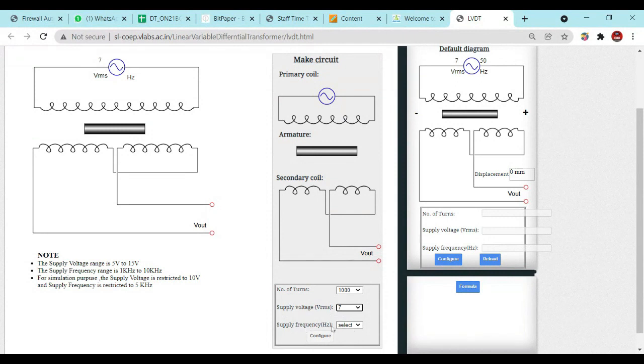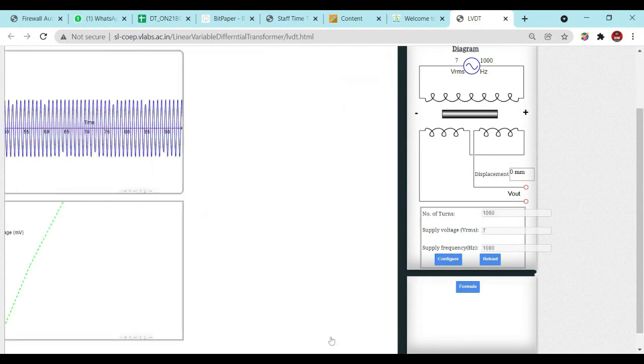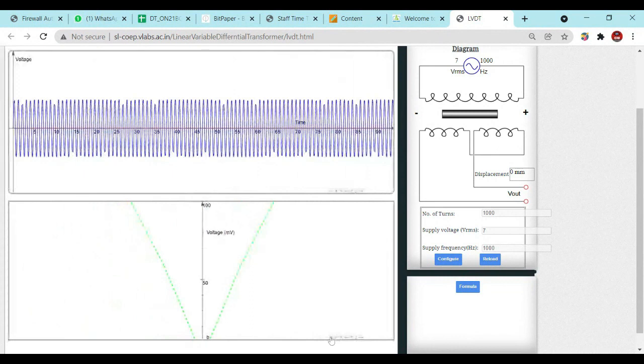Then we have to select the frequency. You can select a frequency of 1000, 3000, or 5000. It's up to you which frequency you want to select. I am selecting 1000 hertz right here, and I am clicking on this configure button. When you click on the configure button, you will find the LVDT is showing the displacement right here.